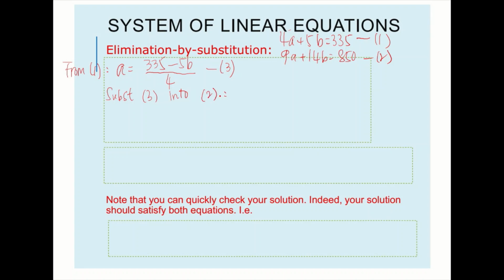Please take note that this equation 3 here, we actually get this from equation 1. So we cannot substitute this one back to equation 1. We have to substitute this one into equation 2, to replace the a with (335 minus 5b) over 4. So this is what we are going to do.